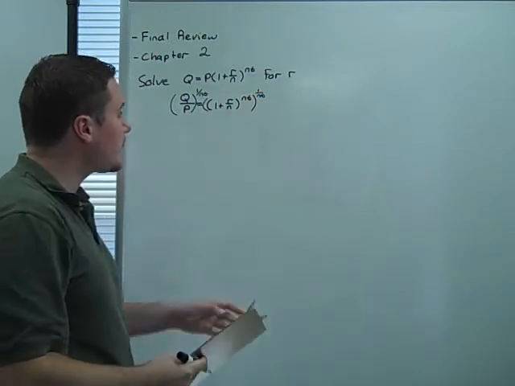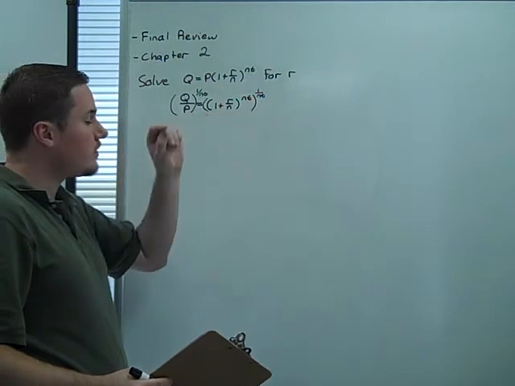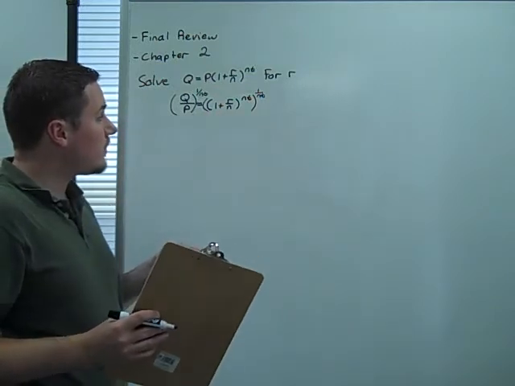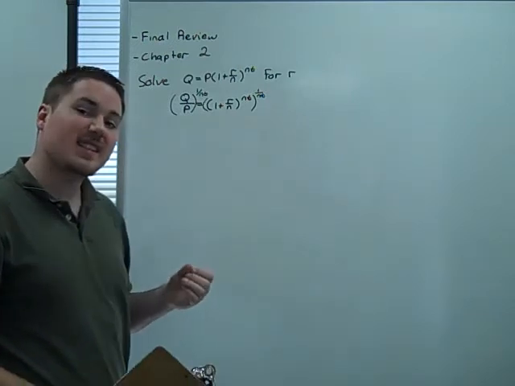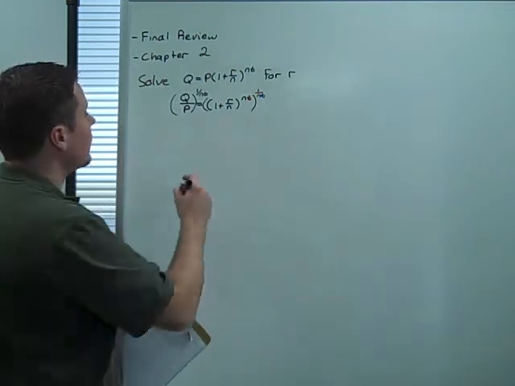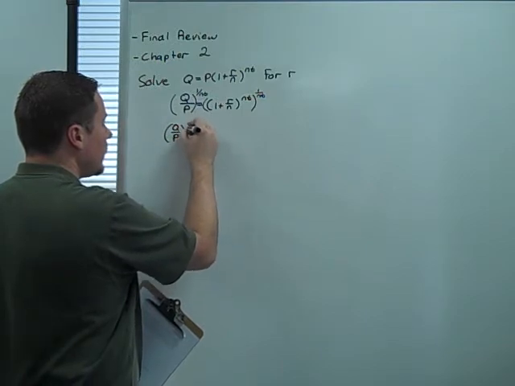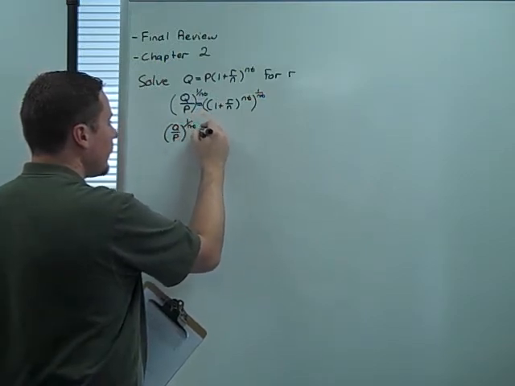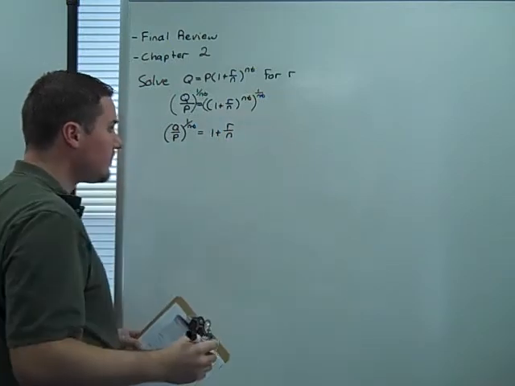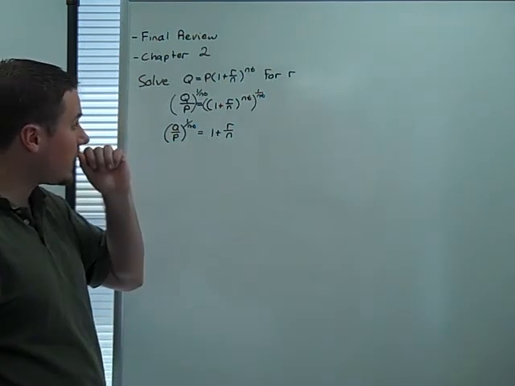Now, if you know your rules of exponents, these two will multiply, and I will have 1 plus R over N, as I hope. Now, what is 1 over NT in an exponent? It's the NT root, if you want to write it that way. It's also acceptable. So here I have Q over P to the 1 over NT equals 1 plus R over N. Now that's a much simpler right side than it started out as.